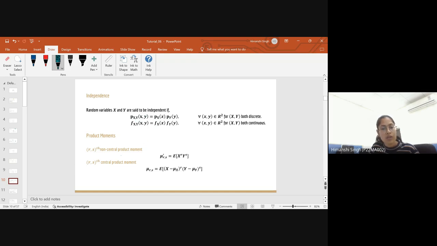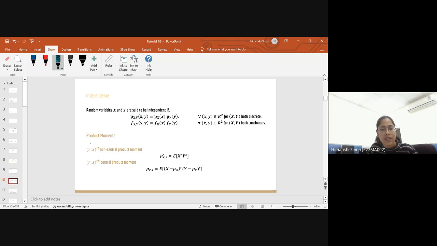Then I will take the product of those marginals and see whether the joint density is equal to the product of the marginals or not. And if it is equal, then the random variables are said to be independent. Otherwise, they will not be independent. So this is the concept of independent random variables.